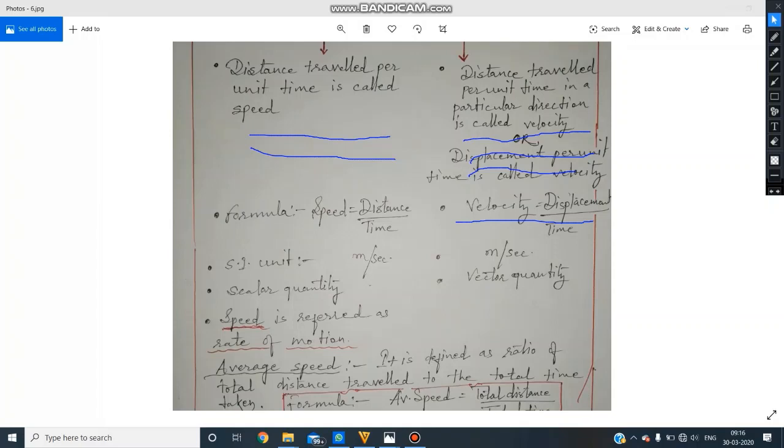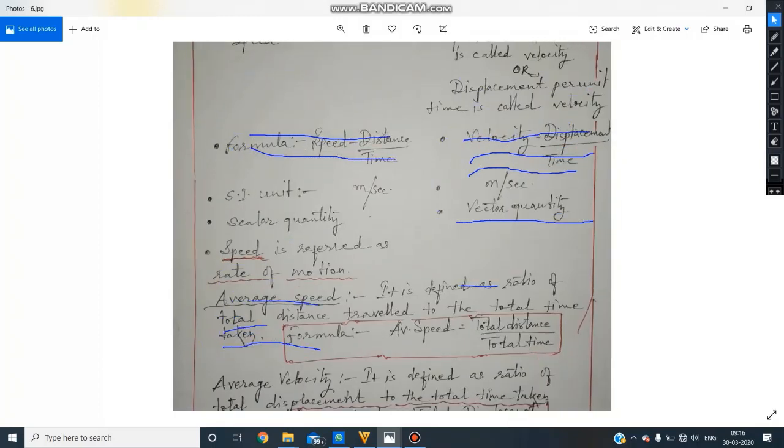SI unit of speed is meter per second. Equally, SI unit of velocity is meter per second. Different aspect of the two quantities: speed is a scalar quantity, velocity is a vector quantity. Also, you should note down speed is referred to as rate of motion. Sometimes the question is asked in a manner, name the physical quantity which is referred to as rate of motion. The answer will be speed.